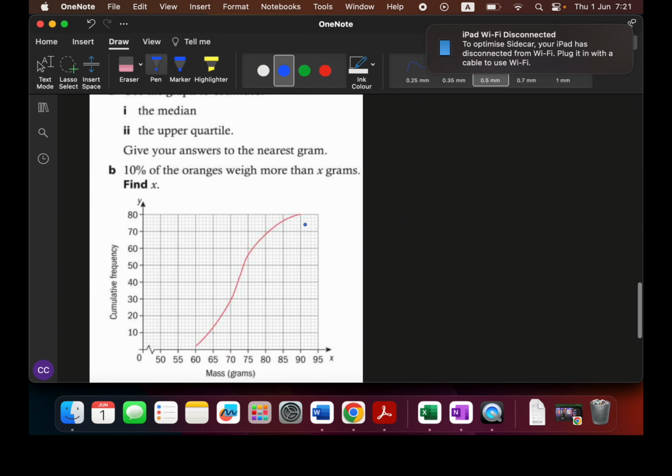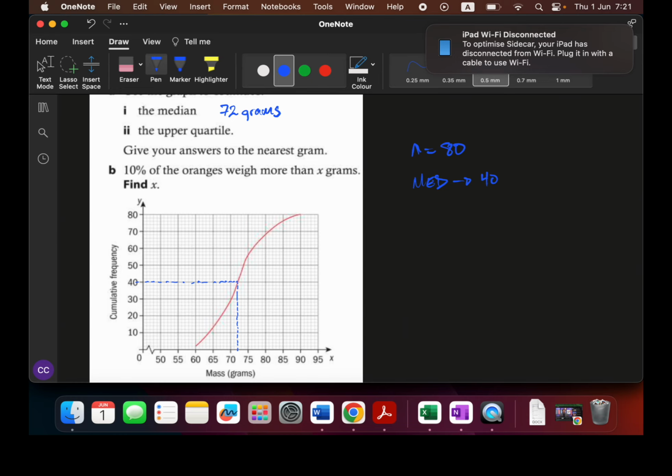So we need to find the median. There's a total of 80, so n is 80. If n is 80, then the median value is going to be half of that, so the median will be the 40th value. If I go straight across at 40, get right to there, and then go straight down at there, it looks like the answer is 72. This is weight, sorry, so 72 grams. So that's my median.